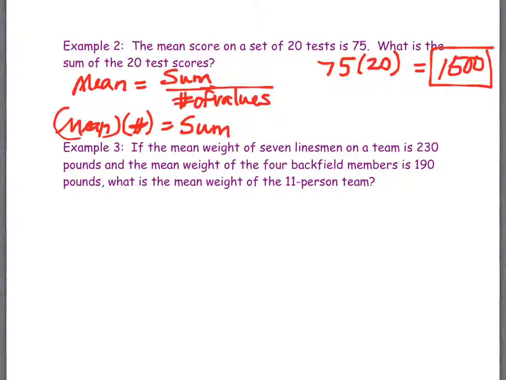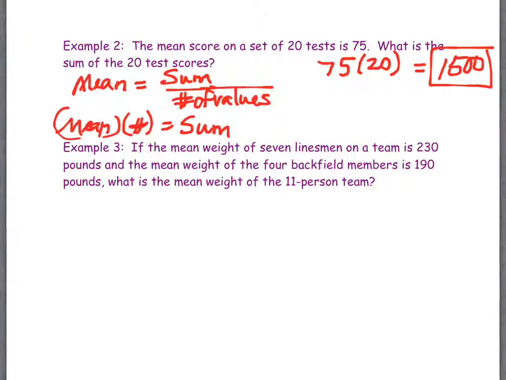Example number 3 is just for you, Brendan. Are you ready? All right. If the mean weight of 7 linesmen on a team is 230 pounds, does that sound reasonable? It's low. Depends on if it's O-line or D-line. Our O-line probably averages about 300 pounds. Okay, can we do the problem with 230? Are you gonna be okay with that?